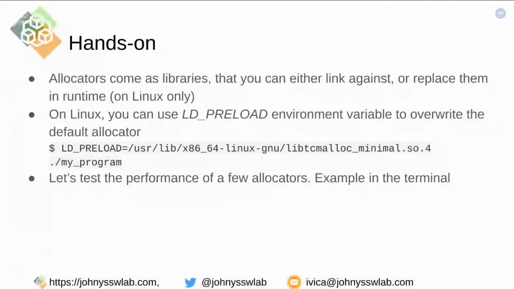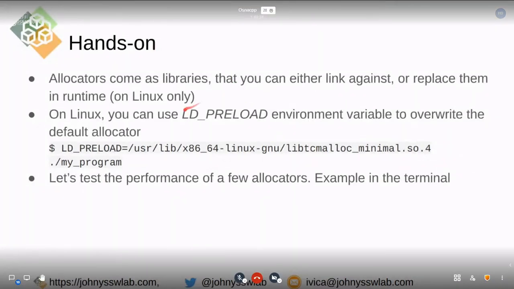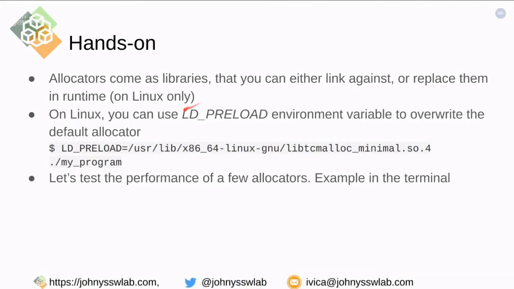Okay, now I'm going to show you a short demonstration of the allocators. I already told you that the allocators come as libraries that you can link your programs against, or on Linux, you can replace them at runtime without any linking. There is the LD_PRELOAD environment variable that you can use to override the default allocator. Here's an example. You specify LD_PRELOAD, then put the path to the library containing the malloc and free implementation, and then you call your program.